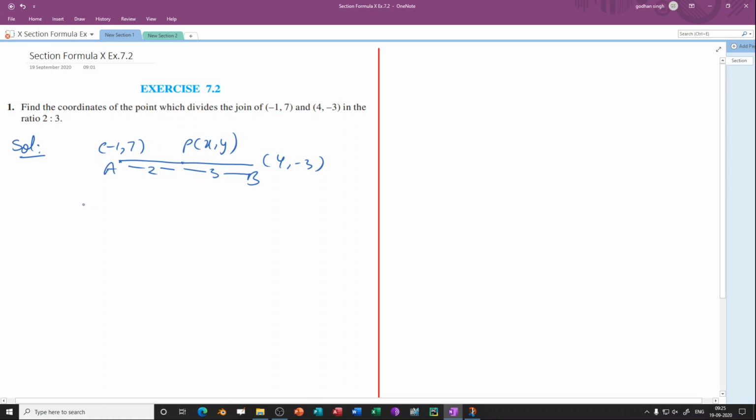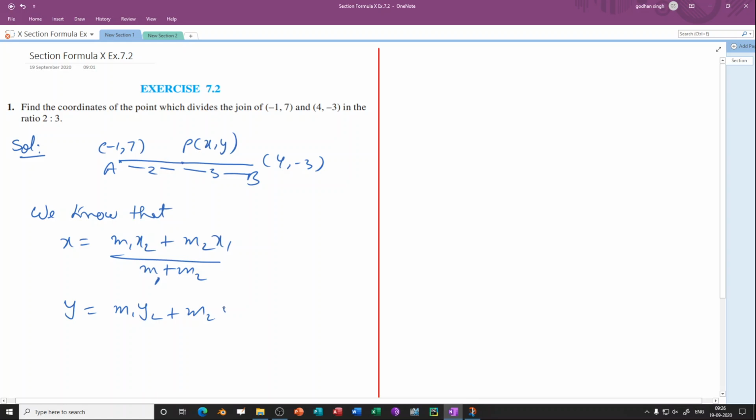Now we will use the section formula. We know that x equals, what is the formula? That is m1 into x2 plus m2 into x1 over m1 plus m2, and the same is the case for our y equal to m1 into y2 plus m2 into y1 over m1 plus m2.